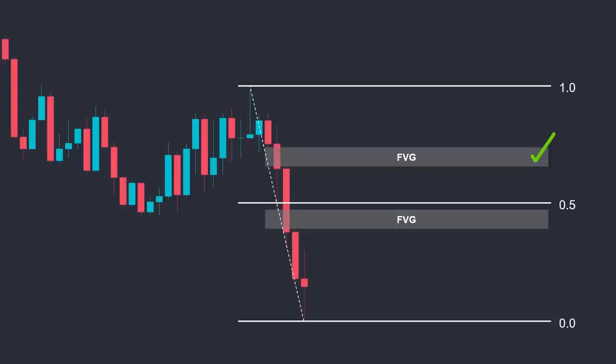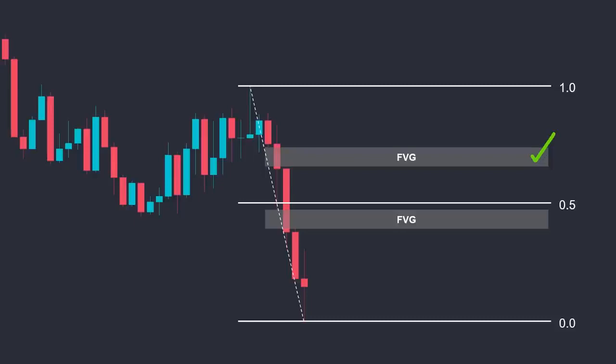This is a more conservative way to enter the trades, which also results in a higher risk-to-reward ratio. It works best when the market is making deep retracements. But if we are witnessing an aggressive trend, selling on the discount side of the range can also be profitable.